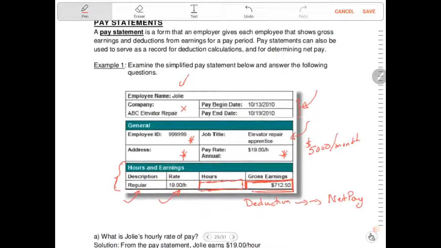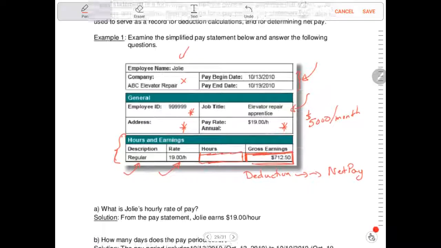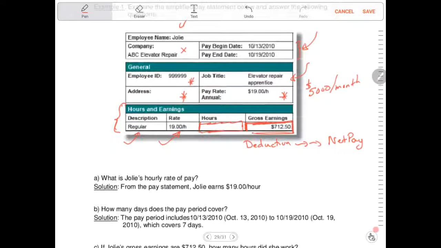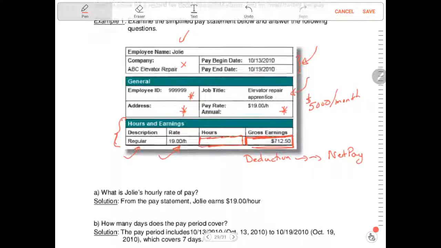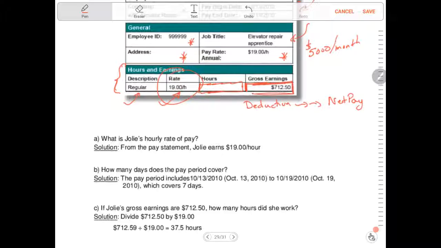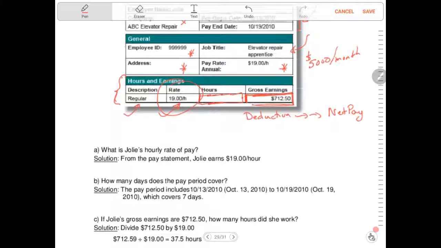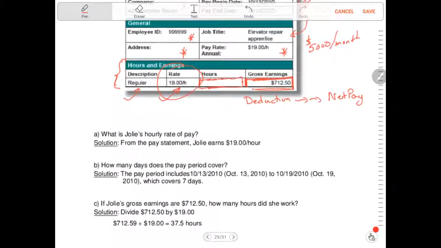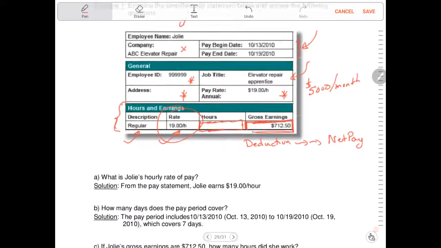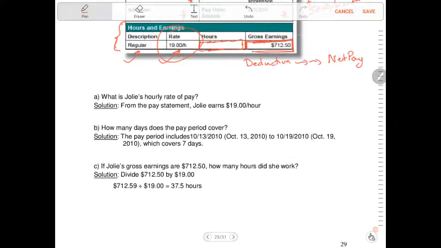So let's see here. It looks like they want us to use this example to answer some questions. What is the hourly rate of pay? Well, that's pretty straightforward. This person earns $19 an hour. How many days does the pay period cover? That should be 1 week or 7 days, okay? From the 13th to the 19th. Be careful, that is 7 days that it covers, because remember, if you count it out, the 13th is a day, 14th, 15th, 16th, 17th, 18th, and the 19th. That is 7 days.